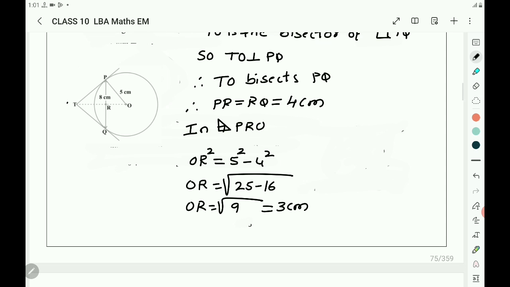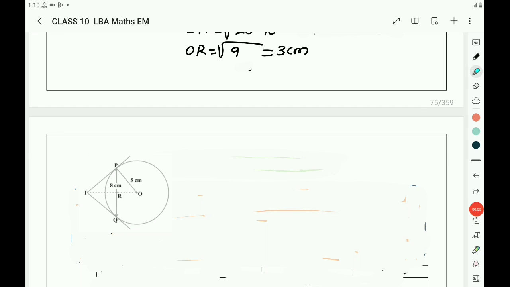Then here you got the value of OR, and if you consider these two triangles, according to the question we have to find the length of TP. To find the length of TP, we have to prove that triangle PTR is similar to triangle PRO. So write the names of triangle TRP and triangle PRO and prove that they are similar.